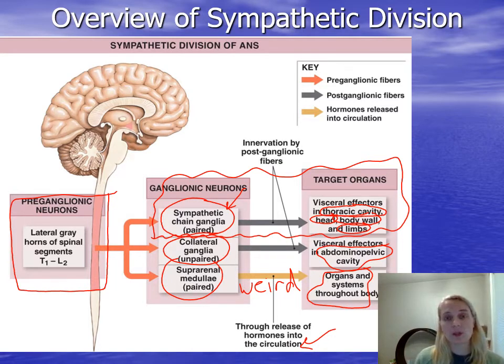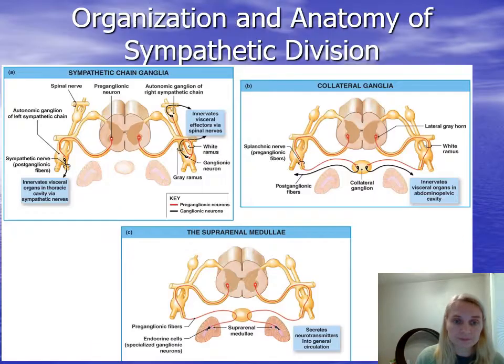If you synapse in the suprarenal medulla, your targets are pretty much the whole body via circulation, because the epinephrine and norepinephrine go into circulation. All right, so this is more of a schematic, doesn't have a lot of pictures and realism to it, but it's kind of good because it breaks it down pretty straightforward.